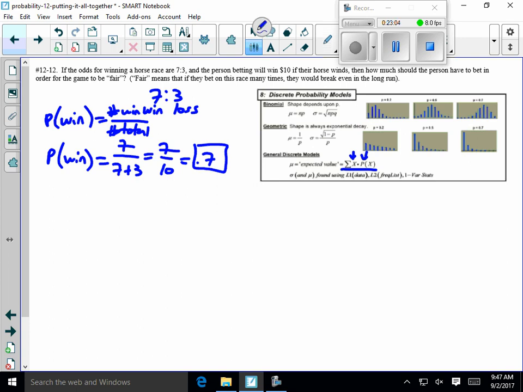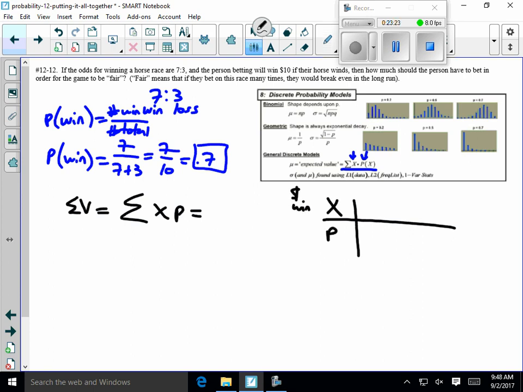And then if I wanted to do the expected value, it will be the sum of data values times their probabilities. So let's actually make a table of this. Let's have a random variable x be the dollars that we win, and then the probabilities associated with that. So we could win no dollars, right? Or we could win $10. And we win $10 70% of the time. That means we win no dollars 30% of the time because that's the only other possibility.